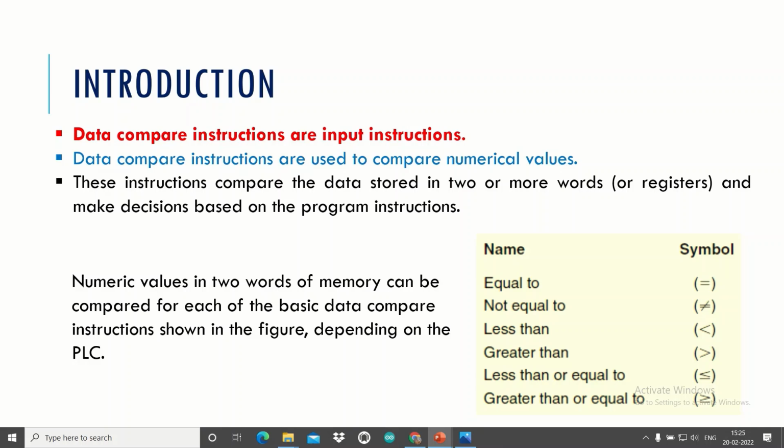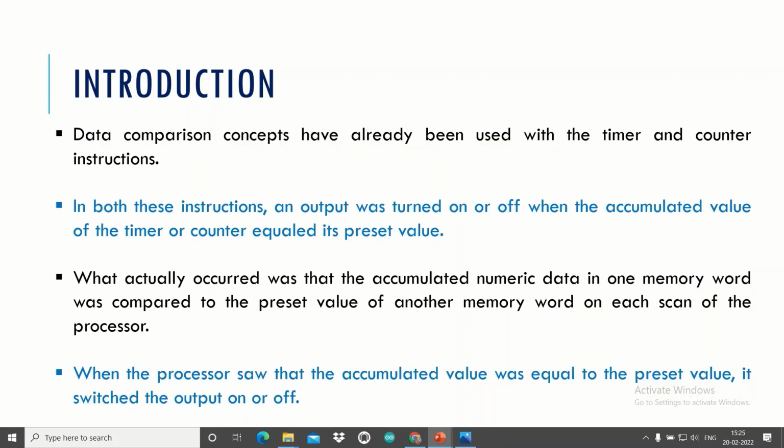Now you see that there can be several basic types of comparison. One can be equal to, then not equal to, less than, greater than, less than or equal to, and greater than or equal to. These are the basic operations.